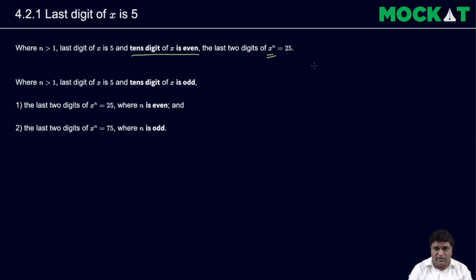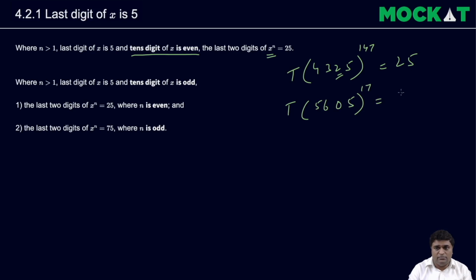So if you're going to have something like 4325 to the power of anything, the last two digits will be 25 as long as this n is greater than 1. The conditions are fulfilled because the tens place is even and we have 5 here. So if you're going to have 145 to the power of anything, the last two digits are going to be 25. The last two digits of, let's say, 5605 to the power of 17, once again, that's going to be 25 because the tens place has an even number there.